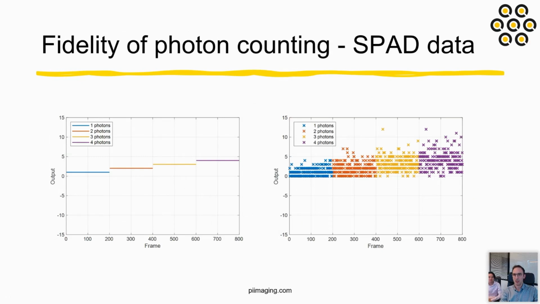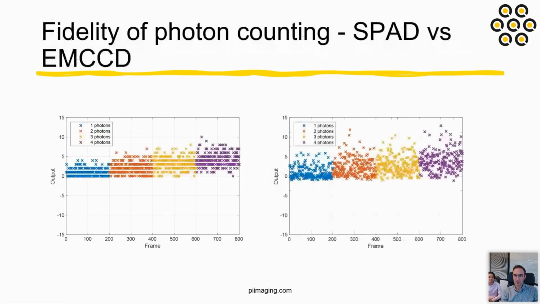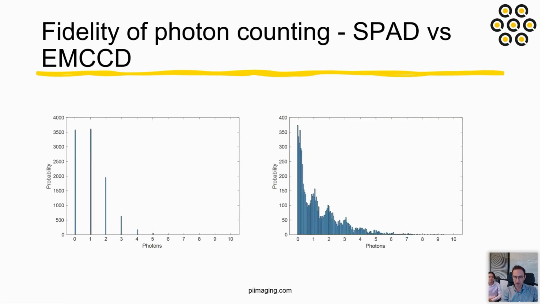How does this change if you represent it in a histogram? You can see here the distribution of output photons based on an average flux of 1, and you can see that the levels of photons are really easily distinguishable. It's discrete, quantized. If you represent the same output for an EMCCD, you can already see here on the right-hand side that the levels become very blurry. It's not easily distinguishable what's 0, what's 1, what's 2, and so on. And this is due to the excess noise and also due to the readout noise.